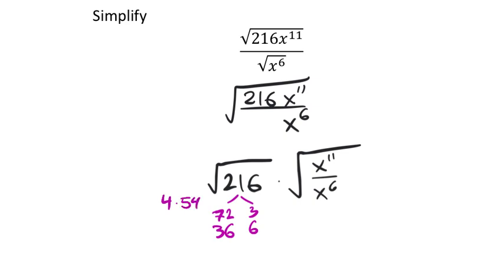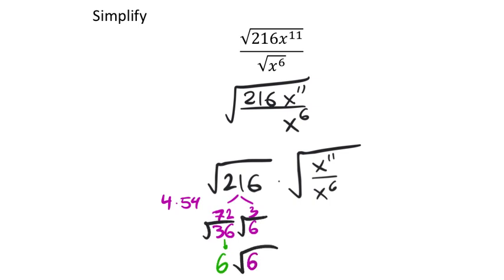But again, 4 is a perfect square, but it's not bigger than 36. We want the biggest one. 5, it's not divisible by 5, so that doesn't work. So 6 and 36 looks like that's the best one that we have. And so 216, again, we're going to look at it as the square root of 36 times the square root of 6. And the square root of 36 is 6. So now I have 6 times the square root of 6.